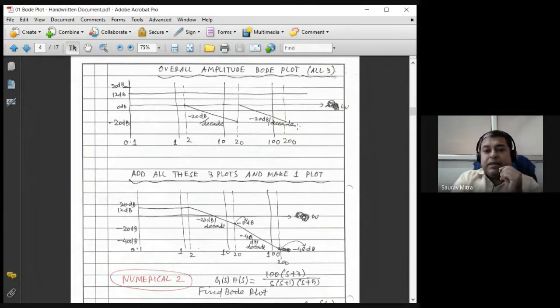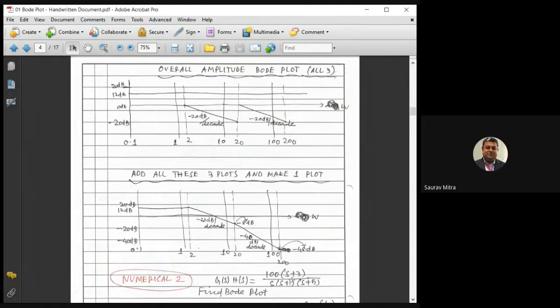From here, at 20 radian per second, another slope of minus 20 dB per decade is getting added. So the initial slope was 0. Between 2 and 20, the slope was 0 plus minus 20, that is minus 20 dB per decade. And from 20 onwards, another slope of minus 20 dB per decade is added. So this slope becomes minus 40 dB per decade. So how can you draw this line? From here you have to draw the next decade, from 20 to 200, and then draw the slope of minus 40 dB per decade.